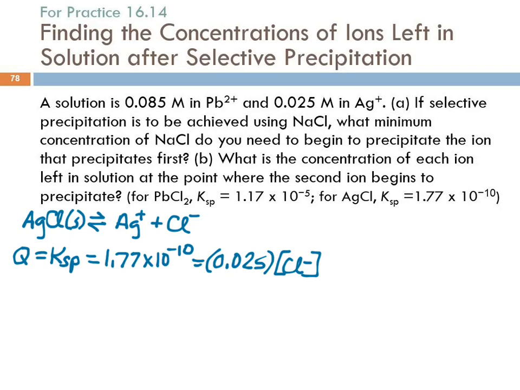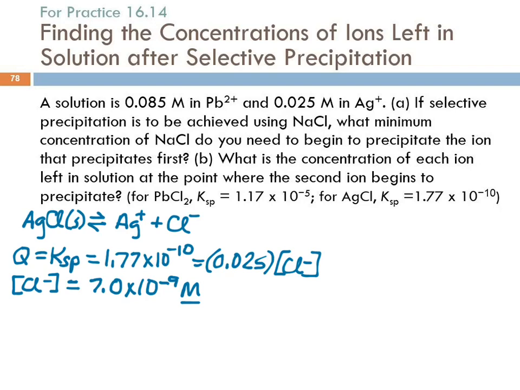I'm going to tell my calculator to show me this in scientific notation because I don't want to count that many zeros. So the chloride ion concentration when it starts to precipitate will be 7.0 times 10 to the minus 9th molar. It's pretty small. So that's the minimum concentration of sodium chloride to begin precipitating that ion. So that's similar to the problem we just finished.